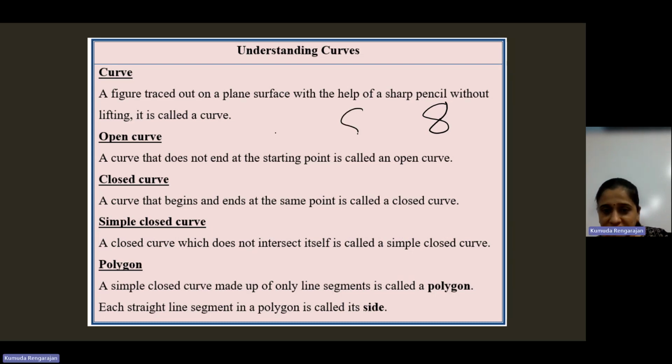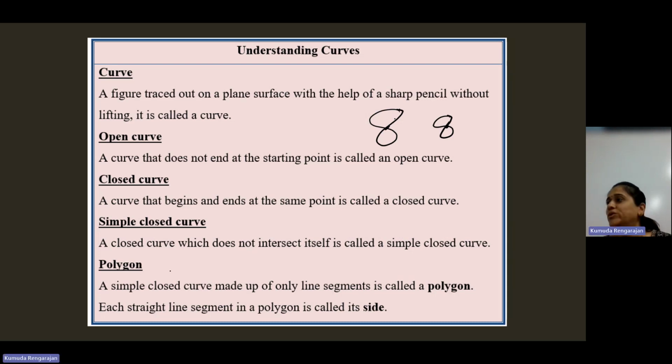Now, this one is a curve. Why is this a curve? This figure is a curve because you are able to draw this without lifting the writing instrument. It's a closed curve because the starting point and the ending point are the same. But it is not a simple closed curve because in the figure, you can see it crosses over itself. See here, it goes over itself. You can find this intersection point here. So it's not a simple closed curve.